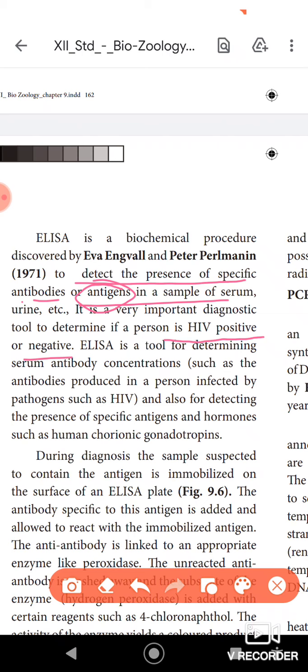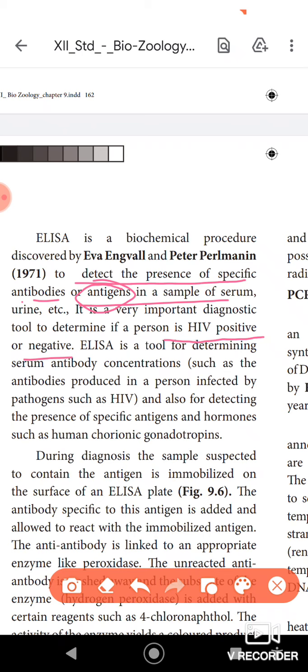If the person has HIV, that particular blood sample contains antibodies for the HIV virus. Whatever virus or bacteria enters our body, our body immediately produces the particular antibody against the antigen. So if the antibody for the HIV virus is found, we can easily say that the person is HIV positive. This can be detected with the help of the ELISA technique. So that is the importance of the ELISA technique.